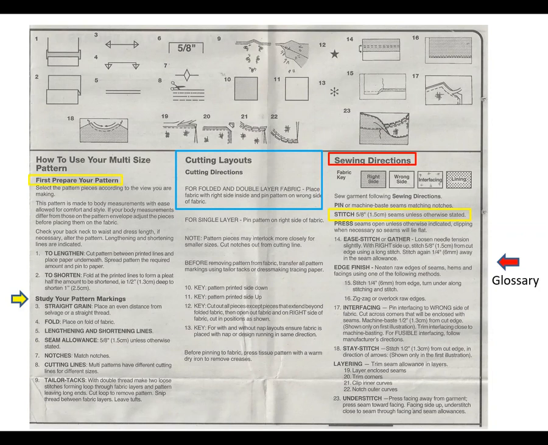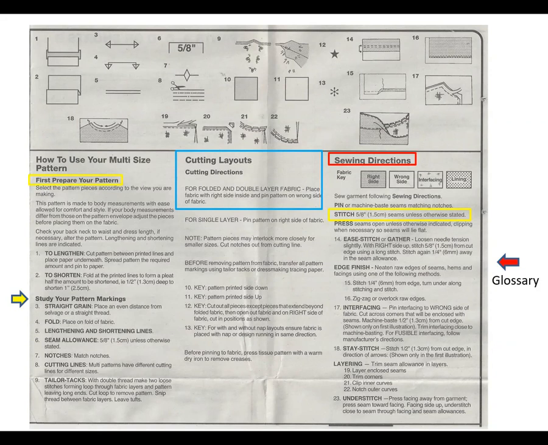Seam allowance is 5/8 of an inch unless otherwise stated. So when you ask the question, where do I sew this? There's your answer right there. The seam allowance on this is 5/8 of an inch. Cutting layouts. It talks about how to read the cutting layouts, which we're going to be looking at here in a minute.